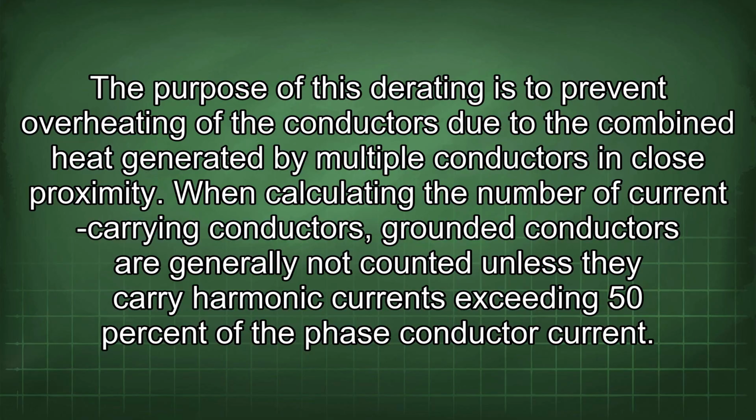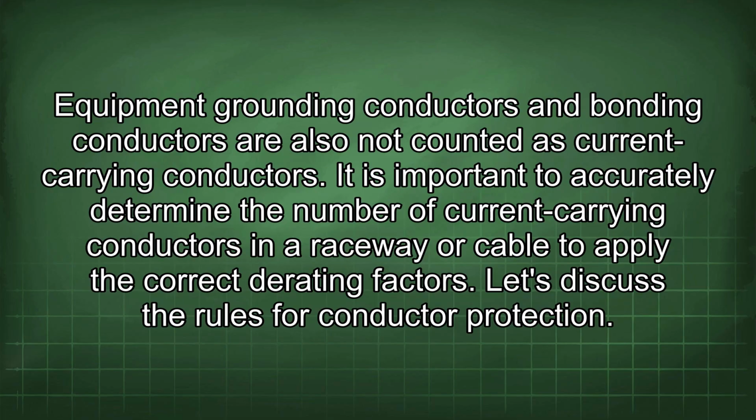conductors in close proximity. When calculating the number of current-carrying conductors, grounded conductors are generally not counted unless they carry harmonic currents exceeding 50% of the phase conductor current. Equipment grounding conductors and bonding conductors are also not counted as current-carrying conductors. It is important to accurately determine the number of current-carrying conductors in a raceway or cable to apply the correct derating factors. Let's discuss the rules for conductor protection.